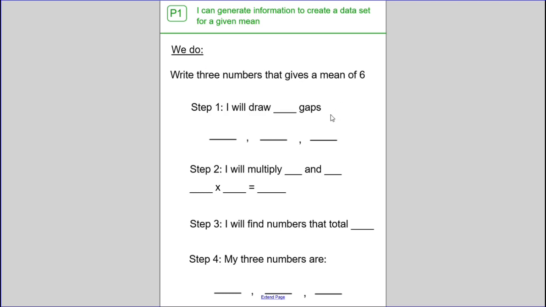So you'll notice here there are steps to guide you. So there is a lot of support put in place. Pause the video here and have a go. Here's the solutions. Make sure that you self-assess your work.